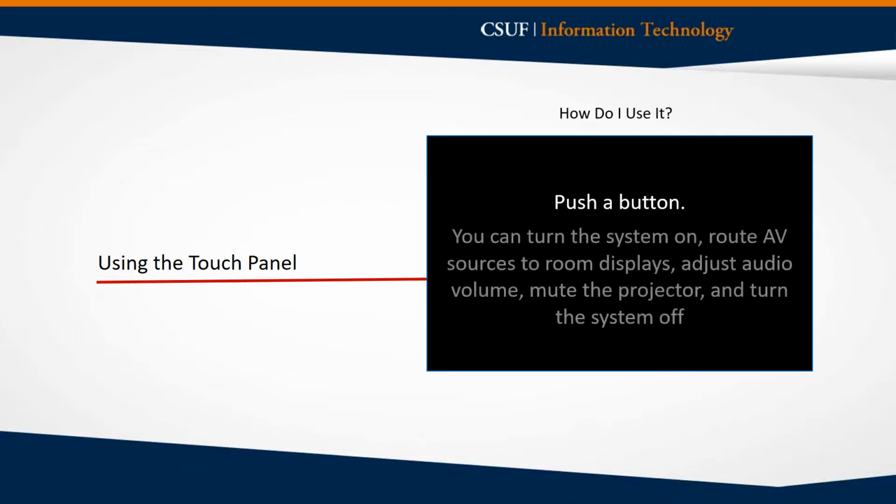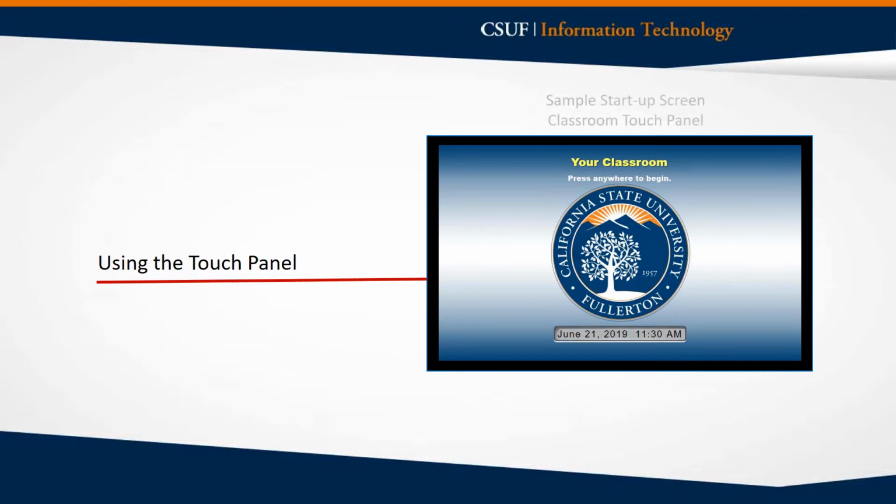The main function of the touch panel is to turn the system on, route any of the 5 AV sources to the projector and local monitor, adjust audio levels, mute and unmute the projector, and turn the system off. In campus lecture halls, the touch panel can also adjust the room lighting settings and perform other advanced AV control tasks. Here is a sample startup page of a classroom touch panel.